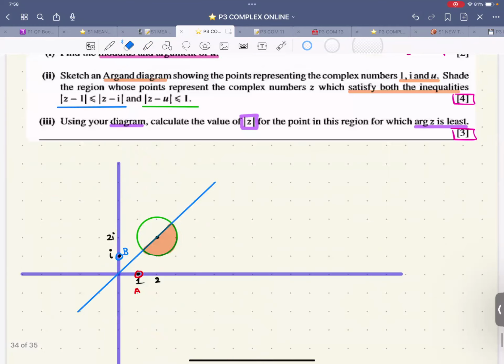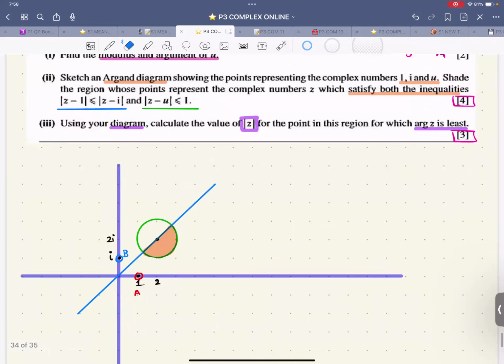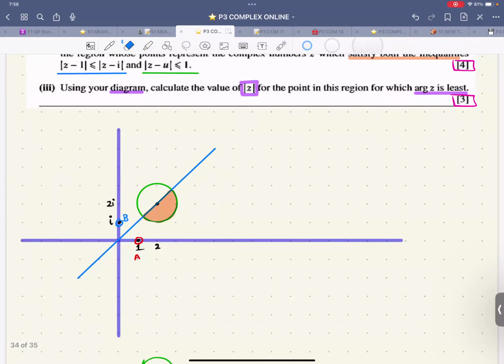Now, what are they saying? They are saying use your diagram to calculate the value of modulus of z for the point in this region for which the argument of z is the least. So let me draw the argument of z. What is the argument of z? The argument of z is a half line, and the starting point is the origin, (0, 0).